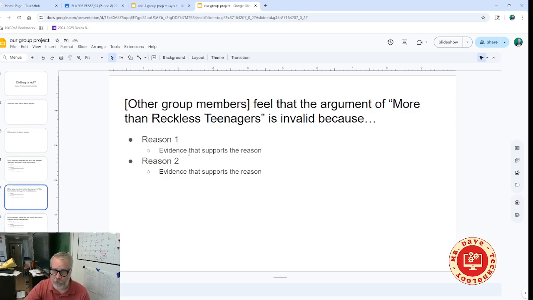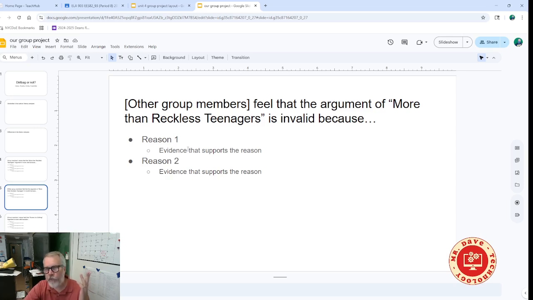And then what you're going to do is, again, divvy this up however you like. I would probably have 1 person per slide if you've got 4 people in your group, right? One person, the other person's going to tell me why the other side is wrong, right?